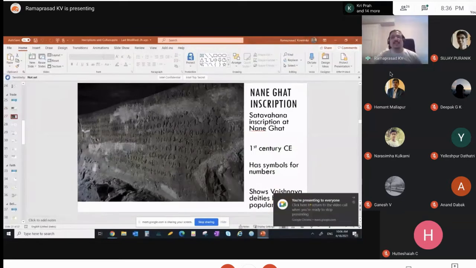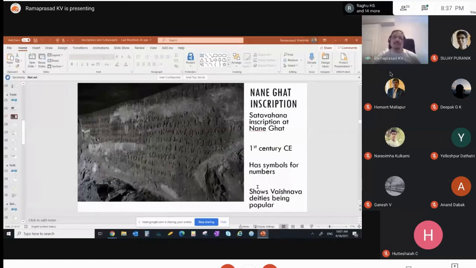Here there is a Shatavahana inscription from the 1st century. It's interesting that it is probably one of the first, if not the first, that has numbers written as numbers 1, 2, 3. It also tells that Vaishnava deities were popular at that point of time. It was issued by a queen called Naganika, and apparently there were statues of 7 of the kings and queens over here, which are all lost now. They are not there, but the 2 inscriptions have survived.